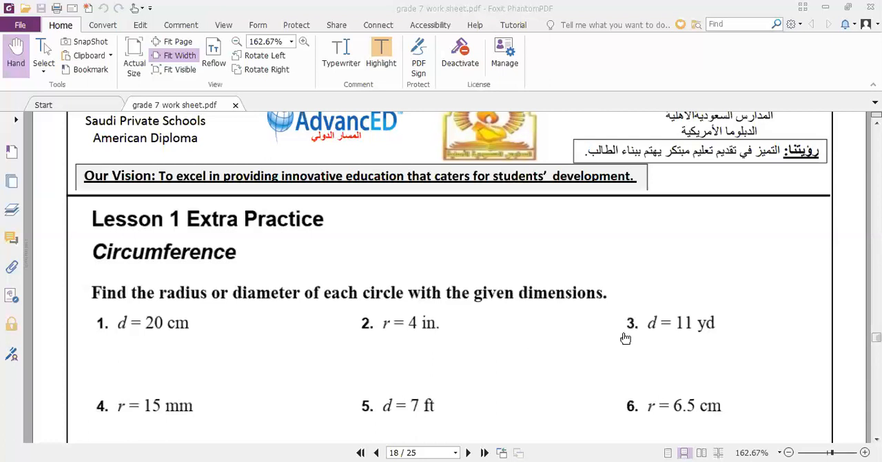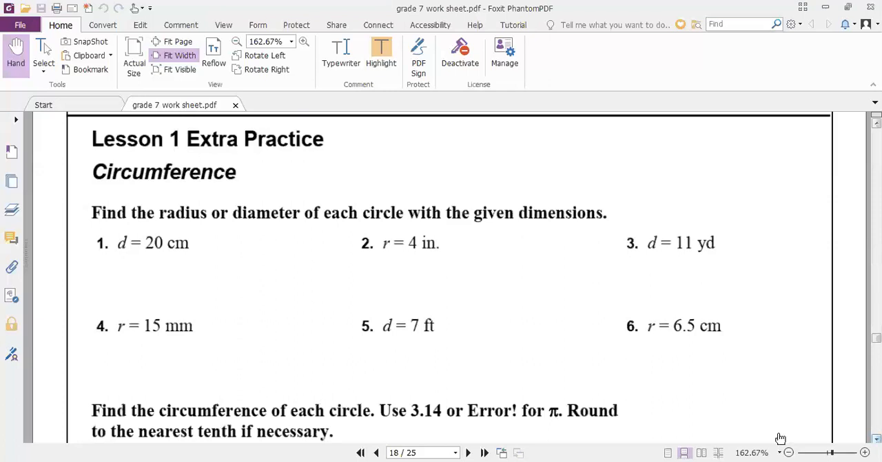In the third example, the diameter is equal 11 yards. So the radius in this case is half of this number, which means I will divide this number over 2. I will divide 11 over 2. What happens? It gives me 5.5 yards.